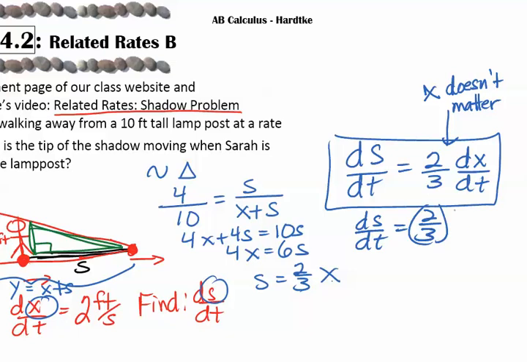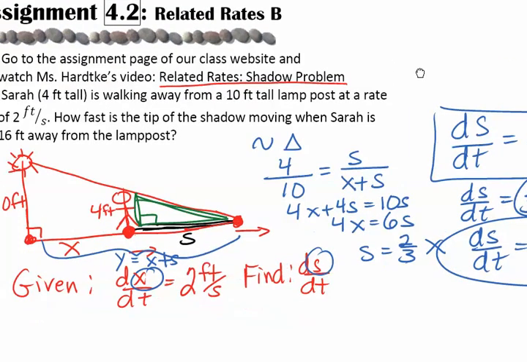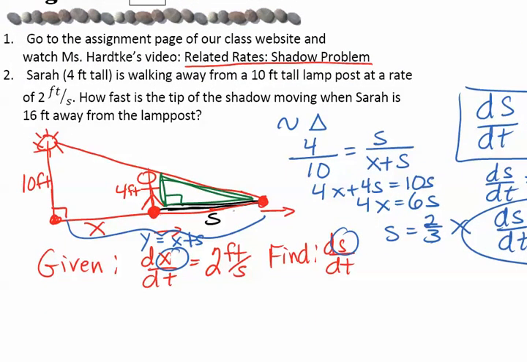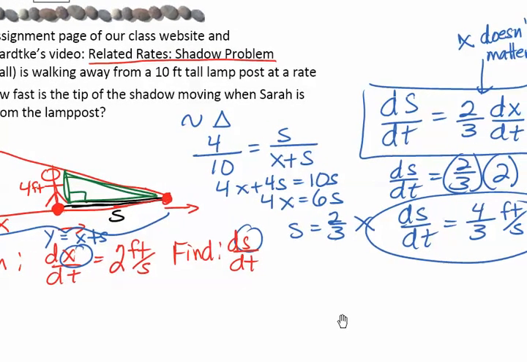dx/dt was given. That was how fast Sarah was walking, and that was 2. And so we'll come up with a simple, quick answer for ds/dt of 4/3 feet per second. So regardless of how far Sarah is, no matter how far Sarah is from the lamppost, her shadow is going to grow at a rate of 4/3 feet per second when she is walking 2 feet per second. All right, let's move on.